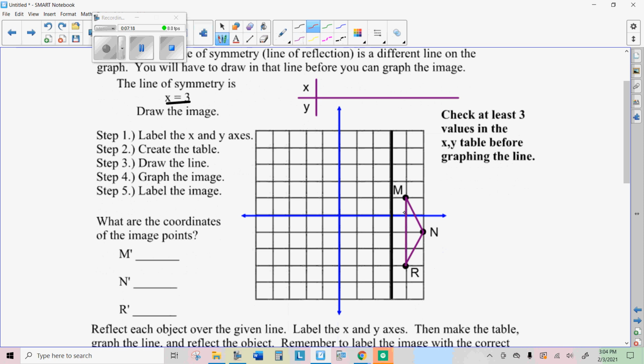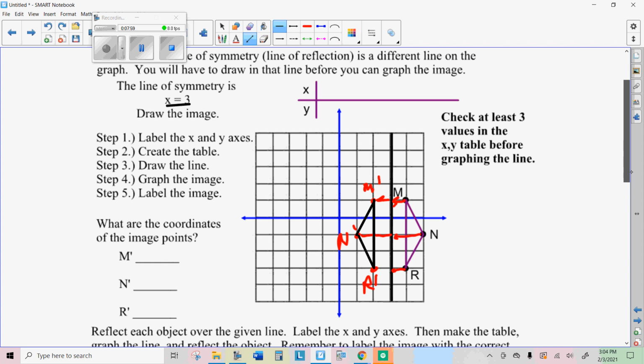All right, you just move to that line. It's 1 unit to there, so you need to go 1 more unit the other side of that line. And that's your image of M. The N is 2 units to the line, you need to go 2 more. That's your image of N. And R is 1 unit, you need to go 1 more unit. That's your image of R. Once you have that done, you can connect the lines. And that looks like this. And there's your image.